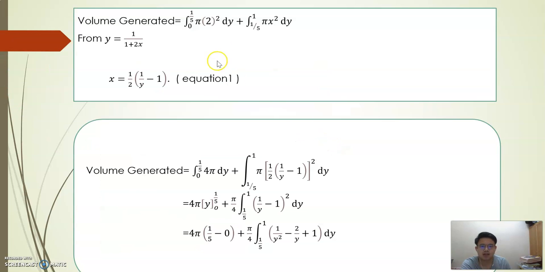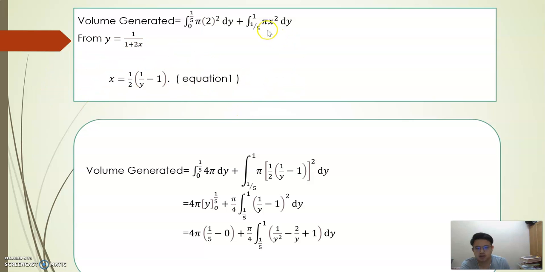So let's go through our calculation here. Like I said just now, the integral from 0 to 1 over 5 of pi 2 squared dy, plus the integral from 1 over 5 to 1 of pi x squared dy. Because we want to change it into terms of y to make it easier, from the equation of the curve we take out x and change it into terms of y. So finally we get this answer. We consider it as equation 1.